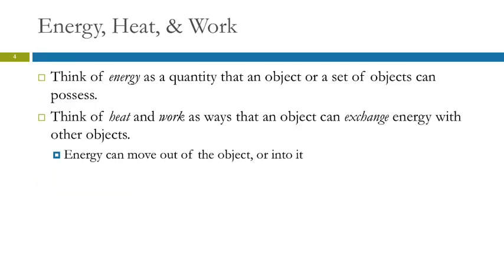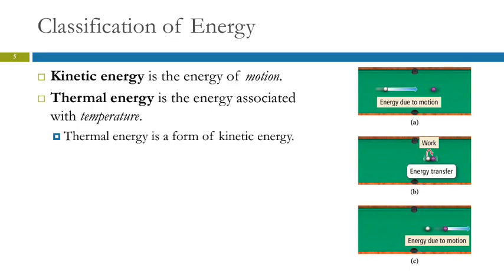So think of energy as a quantity that can be possessed. Heat and work are ways in which energy can be exchanged. Energy can move in or out of an object. So energy is something that an object has, and heat or work are ways that the energy is transferred or exchanged.